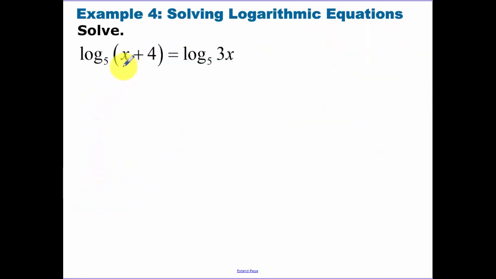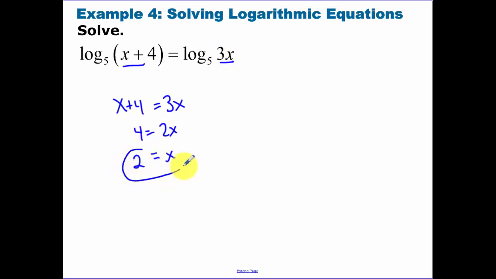Next one. Again, since your log bases are the same, I can set x plus 4 equal to 3x. So I subtracted x over to get 2x, and I get x equal to 2. And just doing a little bit of mental math, you can plug in 2 and get a positive number, plug in 2, get a positive number. Those are both the same thing. So x equals 2.